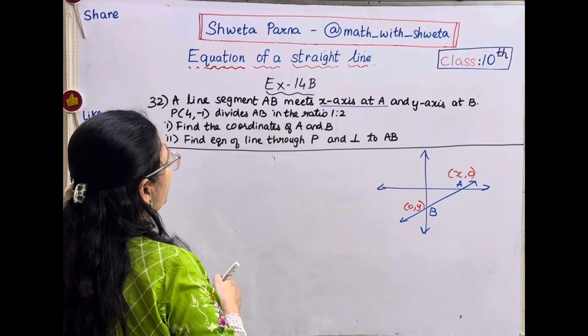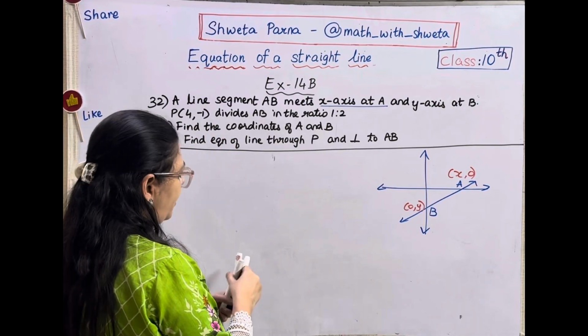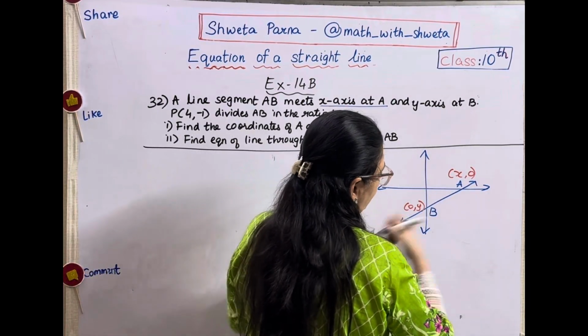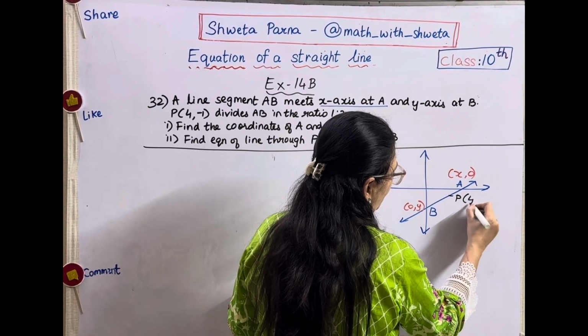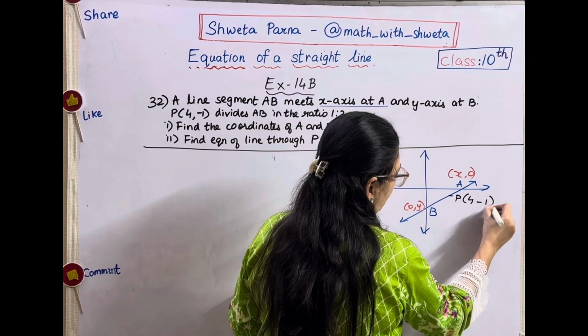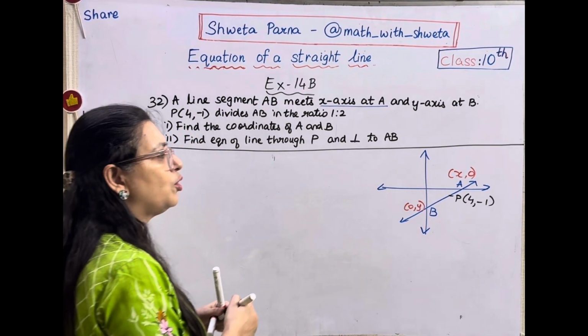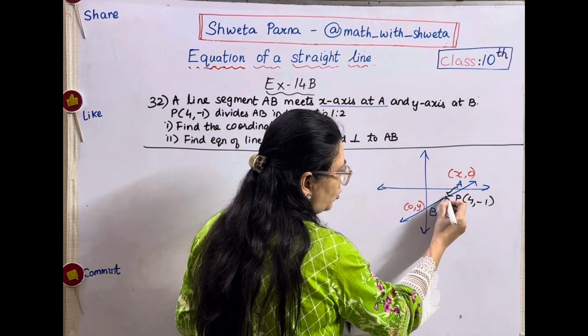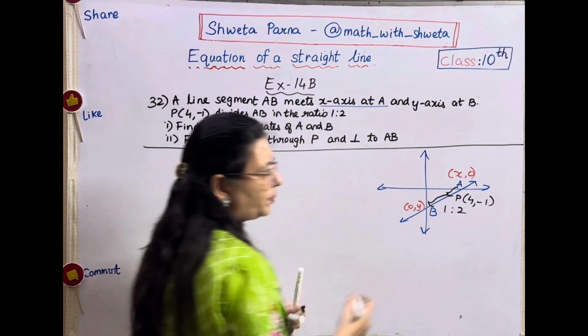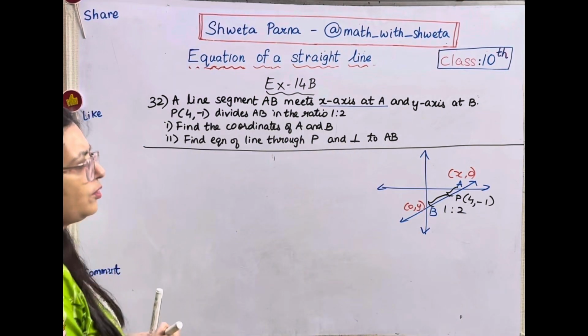Now point P (4, minus 1) divides AB. Point P is over here, which is 4 and minus 1. It divides the line AB in the ratio 1:2. So this ratio is 1:2. Find the coordinates of A and B.